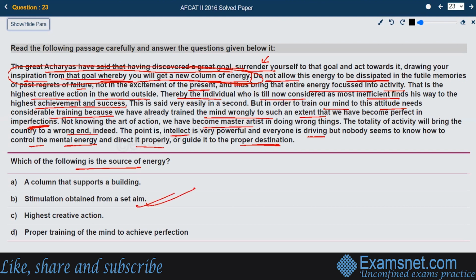A column that supports a building, there is no reference to a building. Highest creative action, there is no creativity discussed here. Proper training of the mind to achieve perfection is not the ultimate energy source. The right answer is stimulation obtained from a set aim, option number B.